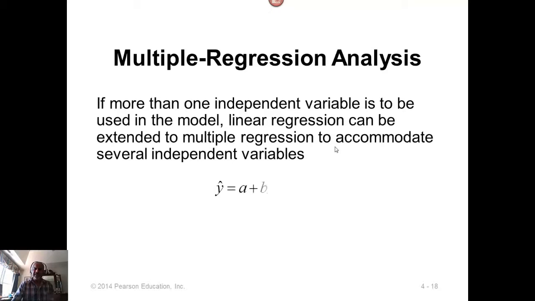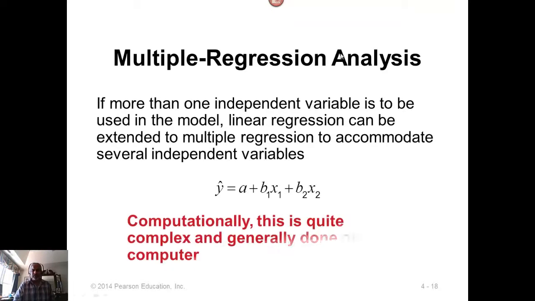Now we can extend this to multiple regression analysis when we have more than one x variable. So it will be a plus b sub 1 x sub 1, one slope coefficient, and a second slope coefficient with the second x value. We are not going to go into the computation of this. We will simply use a multiple regression equation like this to find forecasts.